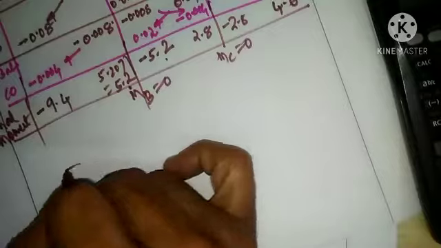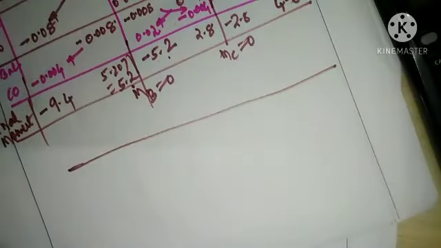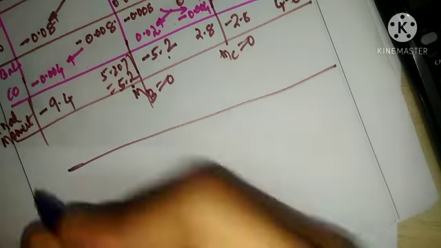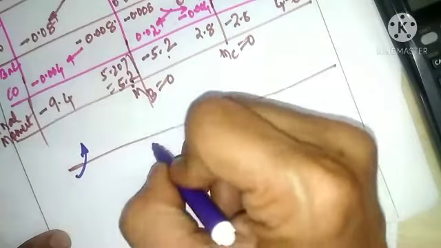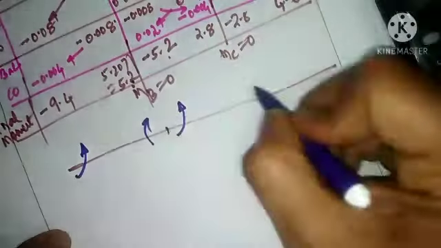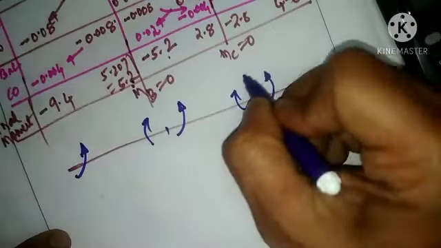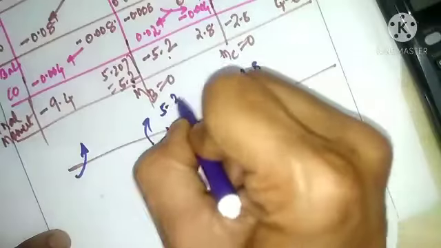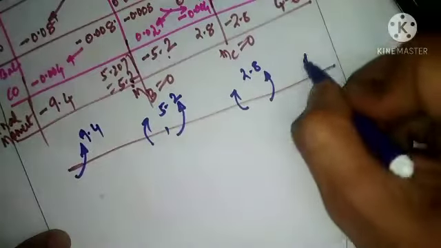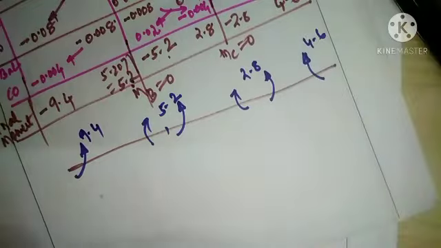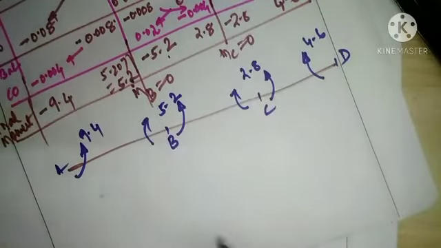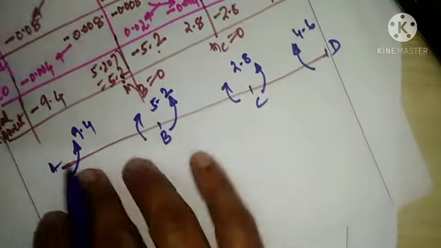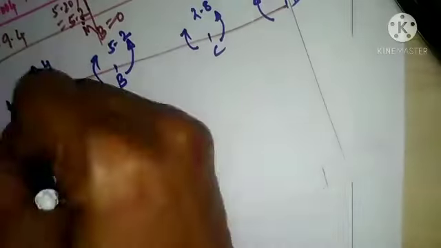So if you represent it in the form of directions and arrows, this is a beam. At AB, minus means anti-clockwise, BC plus means clockwise, and this is anti-clockwise, clockwise, anti-clockwise. 2.8, 5.2, 9.4 and 4.6. These are nothing but the moments at B, C, A and D. Based upon this, we need to draw the bending moment diagram. To draw the bending moment diagram, I shall continue this below.